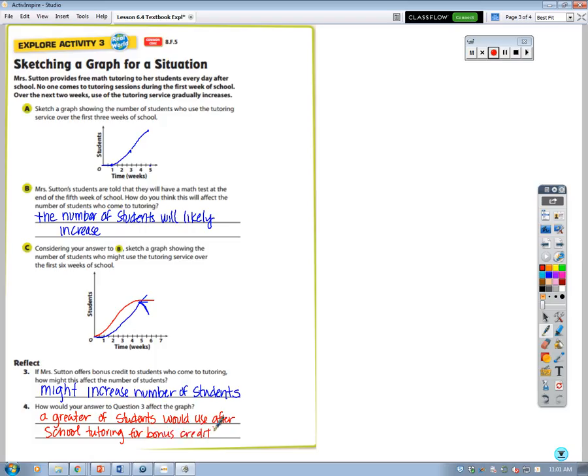Your prediction may be different, and so your graph might look different than mine. What you want to do is make sure that you can sketch a graph that matches your prediction. That's the big thing that you're trying to take away from this activity here. And that is all that we've got for graphs today.